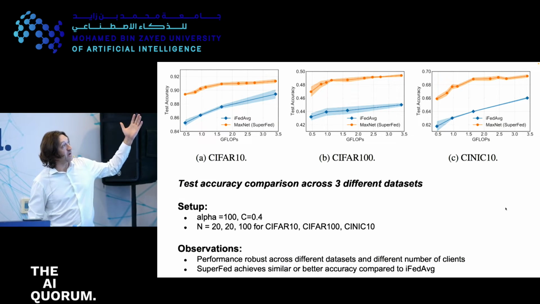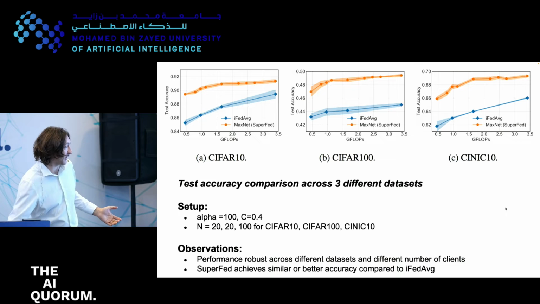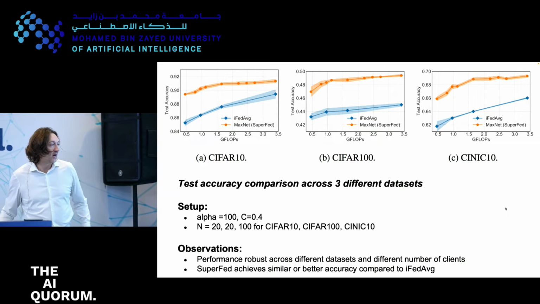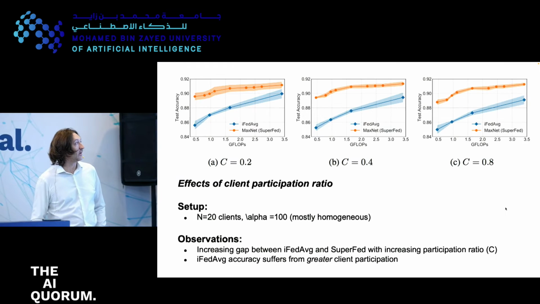So higher is better, the orange is us, and we are outperforming independently trained federated averaging in all cases, and the performance is robust across different data sets and the different number of clients. Okay.